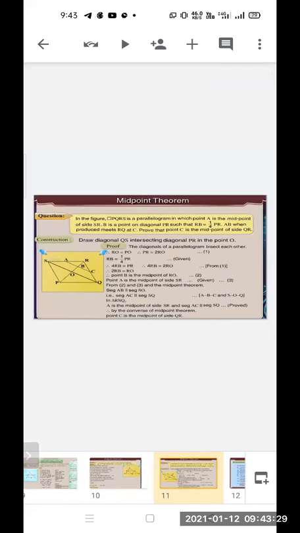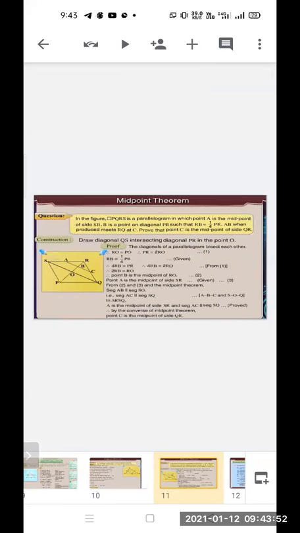Next question, children. In the figure, quadrilateral PQRS is a parallelogram, in which point A is the midpoint of side SR.